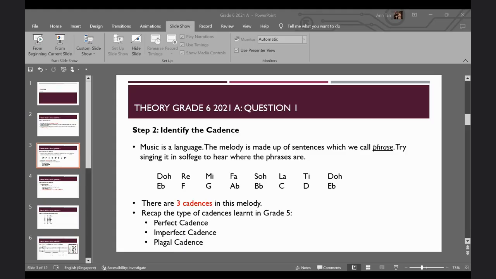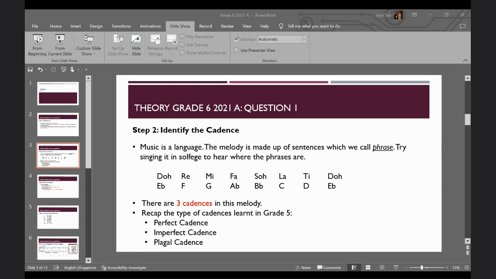Step 2, let's identify the cadence. Music is a language. The melody is made up of sentences, which we call phrases. Try singing it in solfege to hear where the phrases are. During the exam, there's no instrument for you to try. So in this case, we will sing out the solfege so that we can hear where the cadences are, or what we call the end of the sentence.